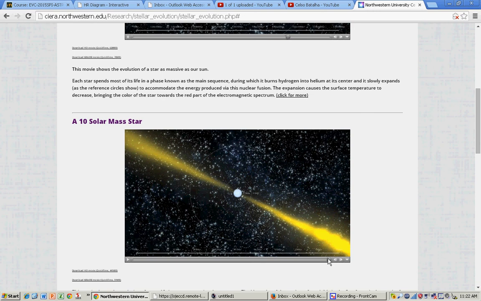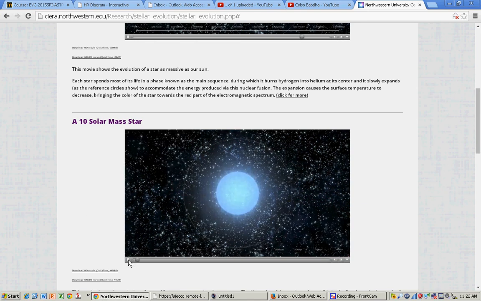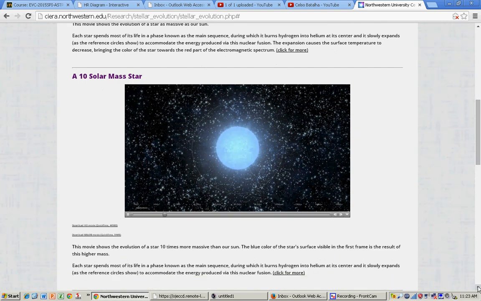10 solar mass star. So 10 solar mass is more, so it's not a low mass star, right? So let's see what's going to happen. So the star, a 10 solar mass, is not a kind of a yellow star like the Sun. It's kind of bluer because it's hotter, it's more massive. But again, most of the lifetime will be spent in the main sequence. But you see the circles are narrowing in, which means the star is slowly expanding.